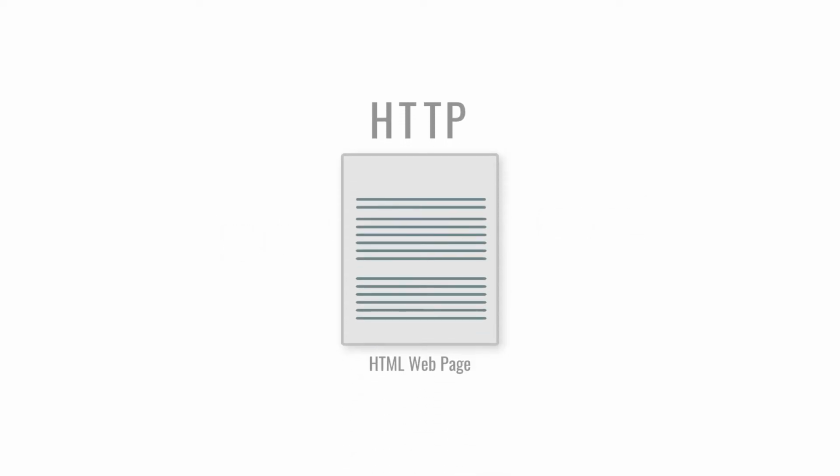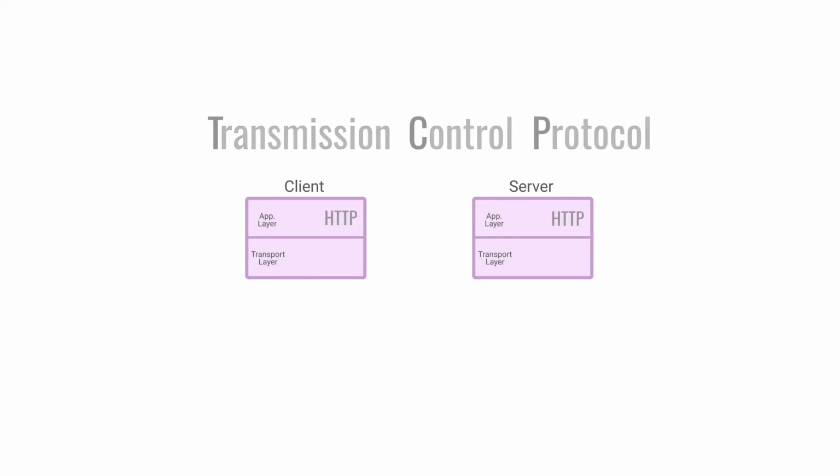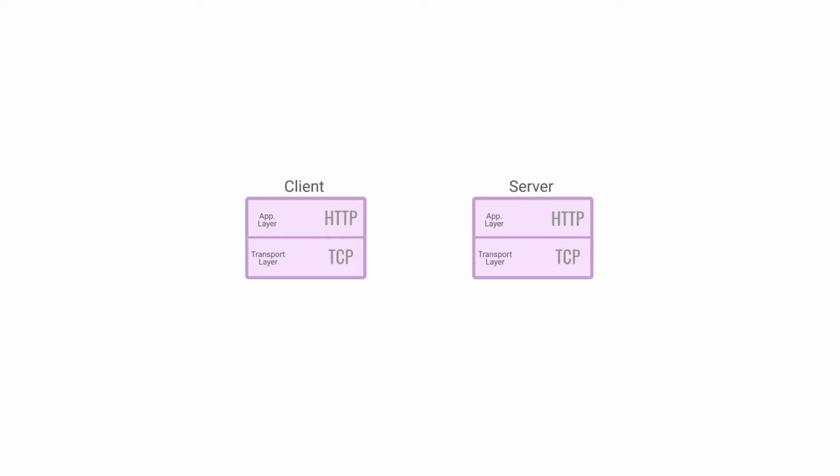Hypertext Transfer Protocol, or HTTP, is an application layer protocol for displaying HTML web pages. Each web page will often include several referenced objects, such as another HTML file, an image file, audio file, or something else. In order to exchange these objects with a remote server, HTTP uses the Transmission Control Protocol, or TCP, to reliably transfer the data between the client and server.